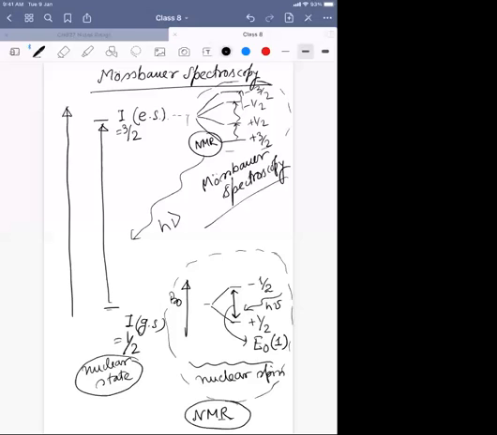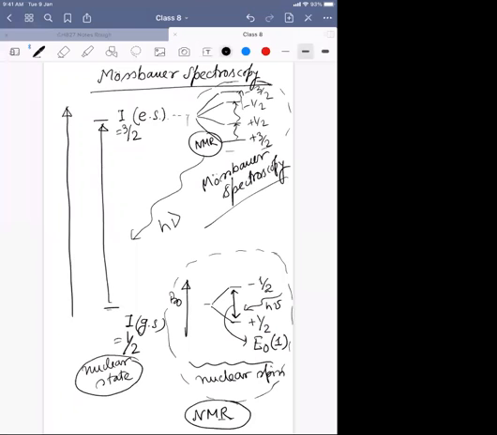There is no internuclear state change. So the half from this ground state is not going to the half of the excited state. No. In NMR, they remain in the same nuclear state, either belonging to half or belonging to 3/2. They don't interchange between different states. So that is the big difference between NMR and Mossbauer spectroscopy.